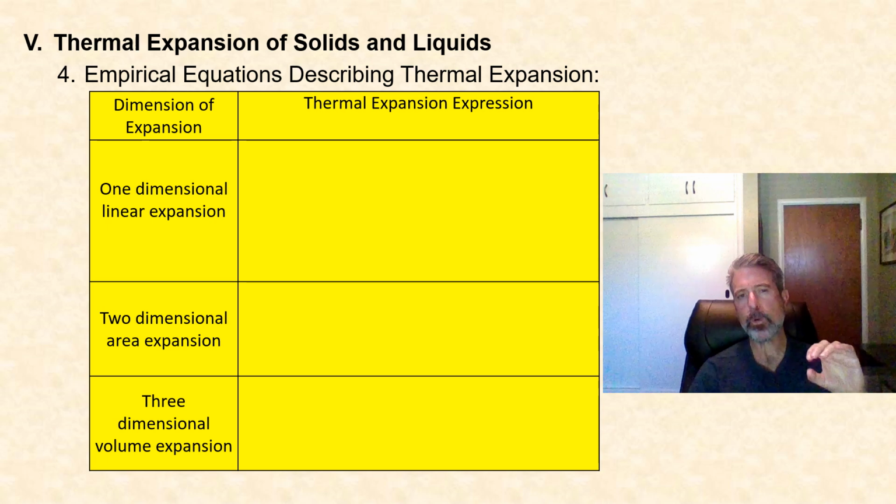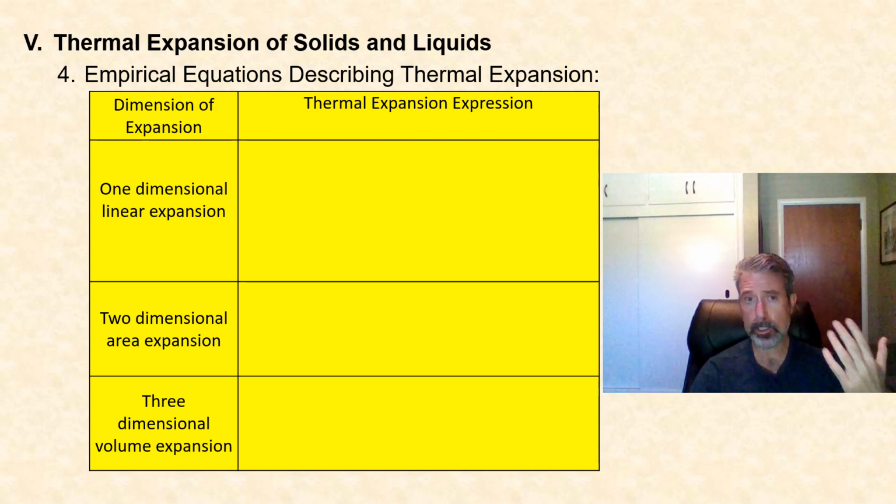So in this slide, we will state these empirical equations that will tell you how much expansion you will get in a sample of matter. And you'll notice here that we can talk about a one-dimensional expansion. We can also talk about expansion in 2 dimensions, for example, an area expansion if we're talking about a thin object like a plate. Or we can talk about 3-dimensional volume expansion.